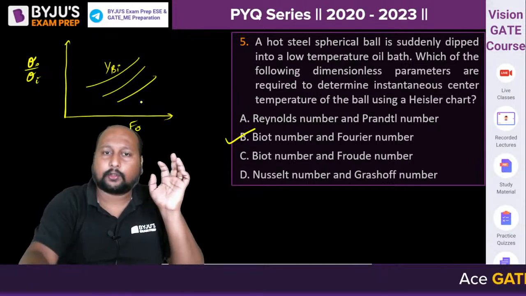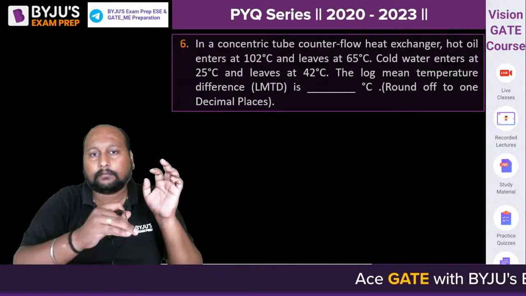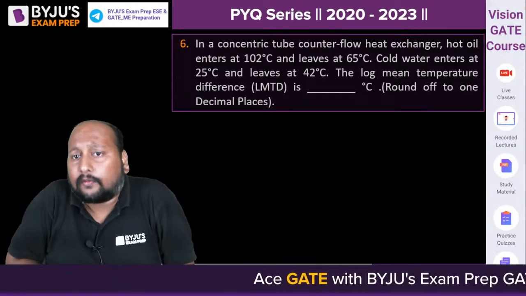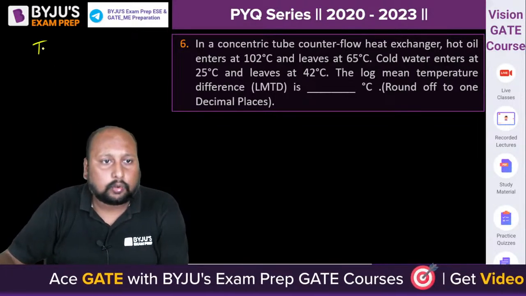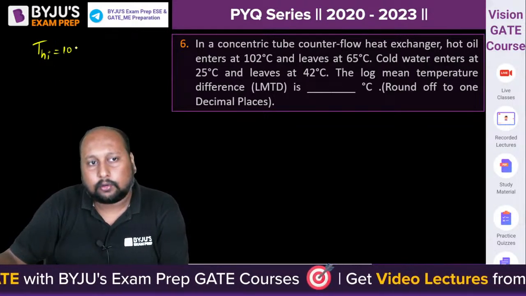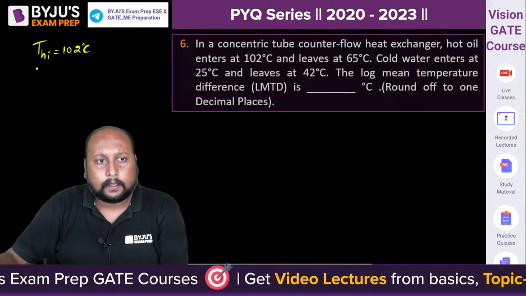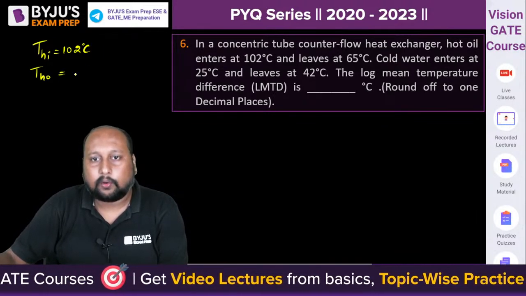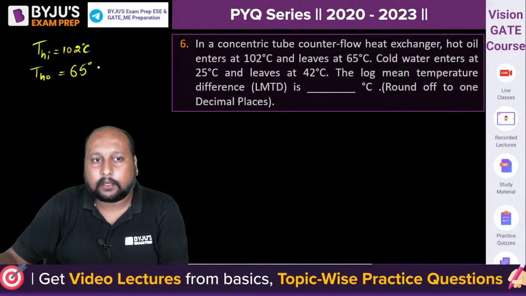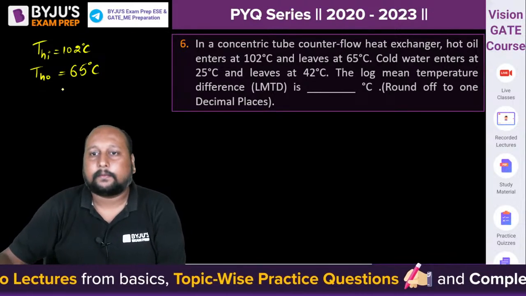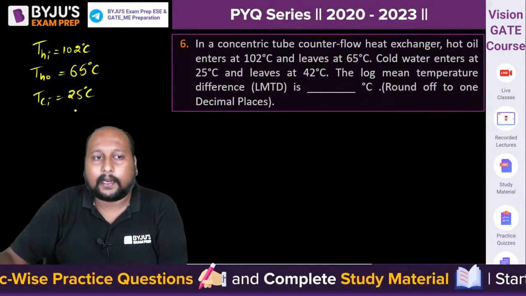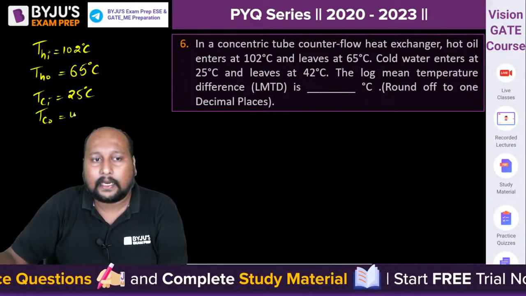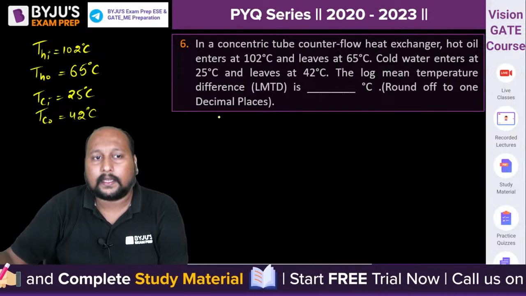Okay, next question. Question number 6. A concentric tube counterflow heat exchanger, hot oil enters at 102. So hot inlet is 102 degrees Celsius. Hot outlet is 65. The cold water enters at 25 and leaves at 42. And they are asking what is the LMTD?